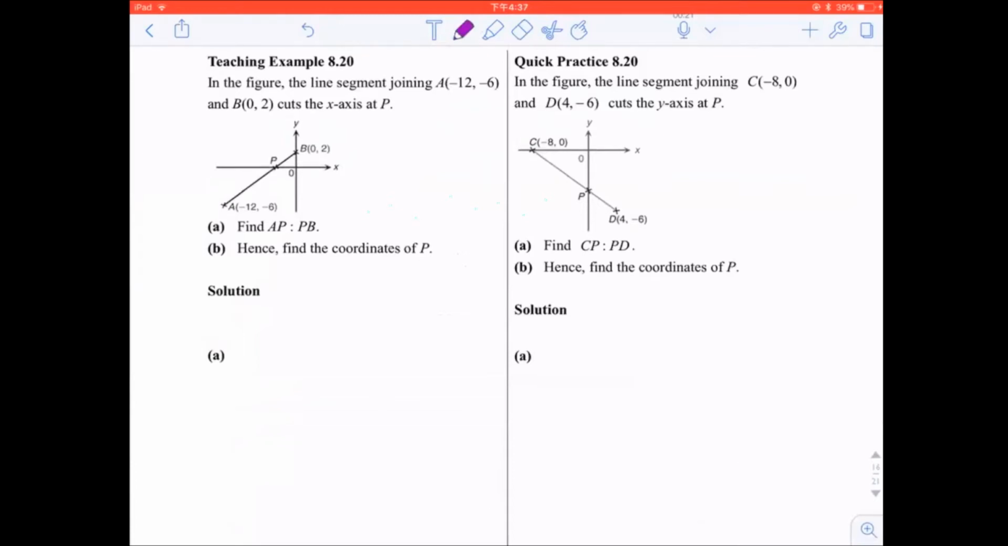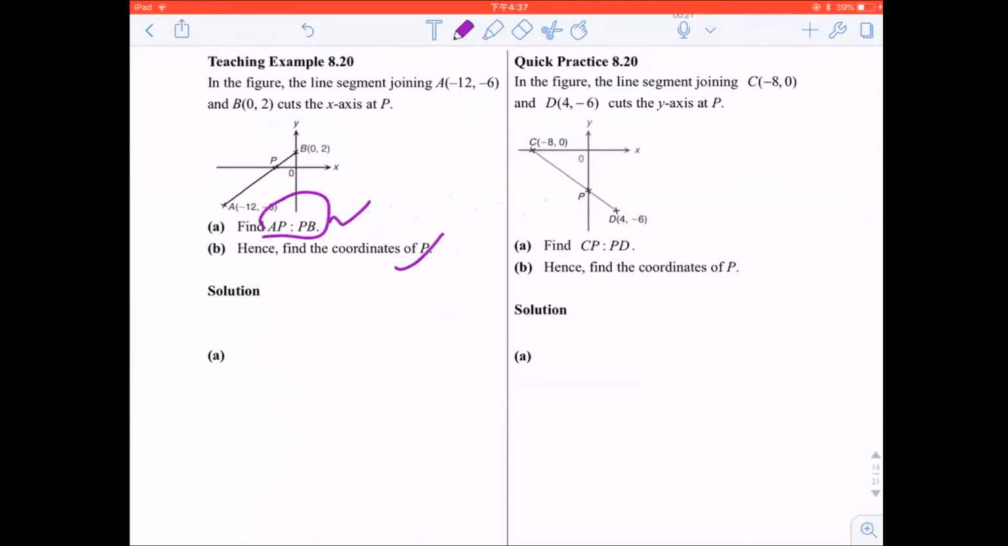Dear fellow students, in this lesson we are going to discuss one last example of the point of division. In general, how to make use of the section formula to find a ratio and also to find coordinates. Especially, you need to know how to find the ratios here.